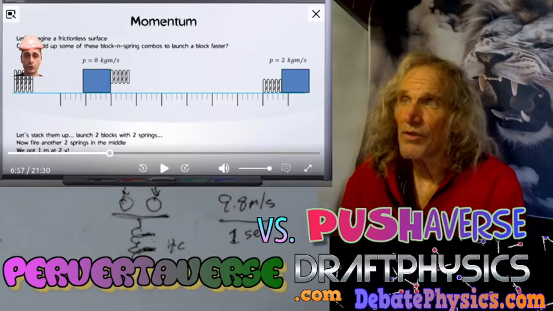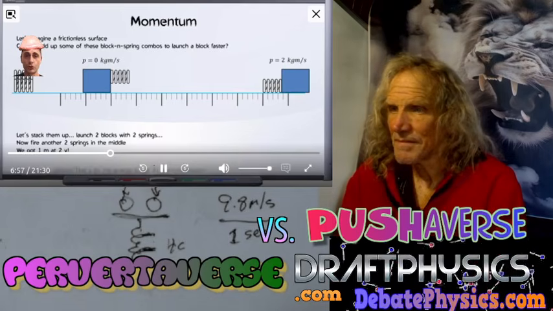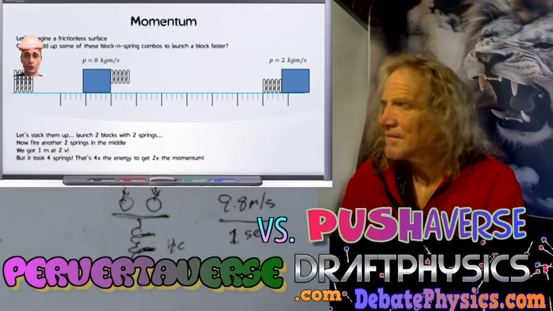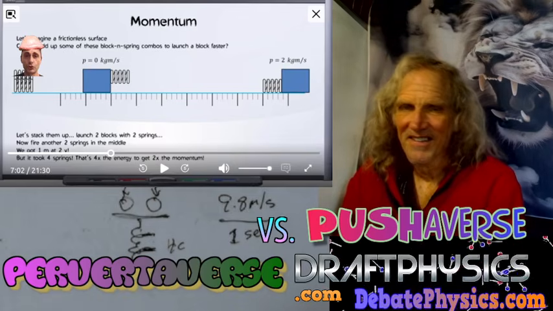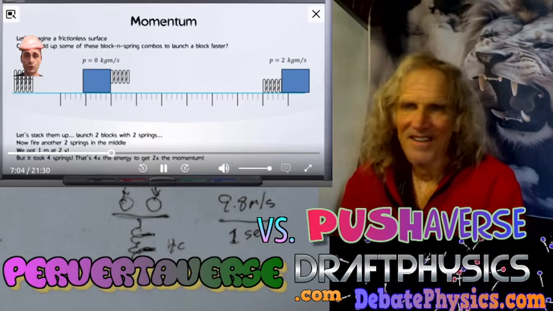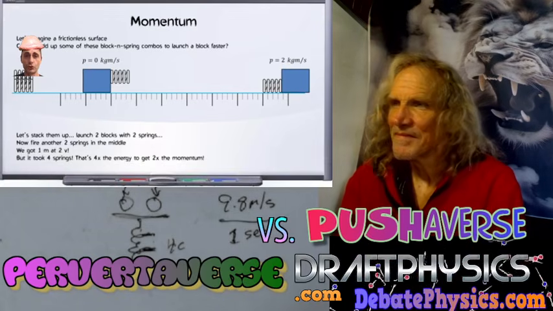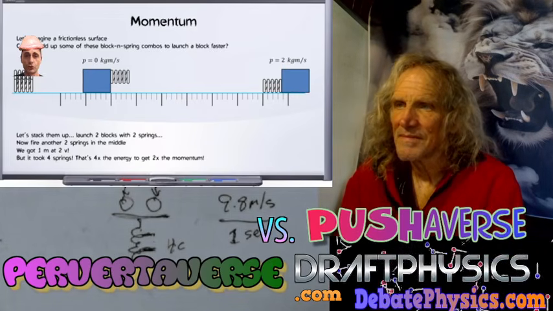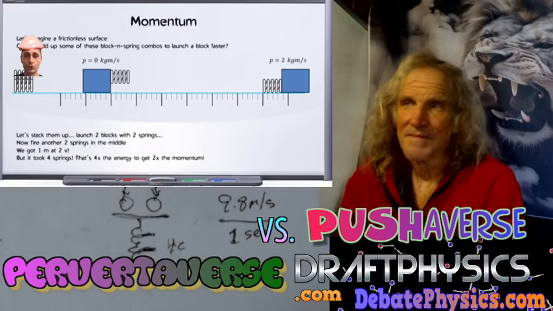All right, 1, 2, 3, 4. 4 springs. However, it took 4 springs. Yeah, duh. To pull it off. And the fact that that took 4 springs should give you a clue about what it is that springs deliver. Each individual spring delivers 1 unit of energy.